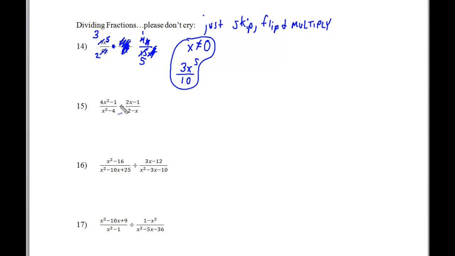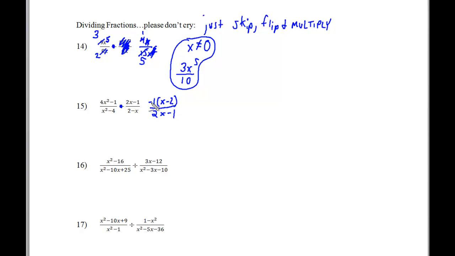Let's go take a look at this problem here. We're going to skip the first fraction. I'll flip the second one. Now you'll notice that this is in the wrong order, so I'm going to do a little step at the same time. I'm going to multiply by -1 to get my x minus 2 in the right order. And this 2x minus 1 is going to go down below.